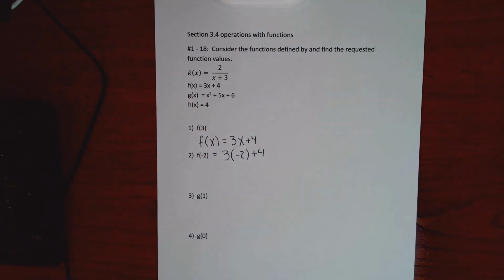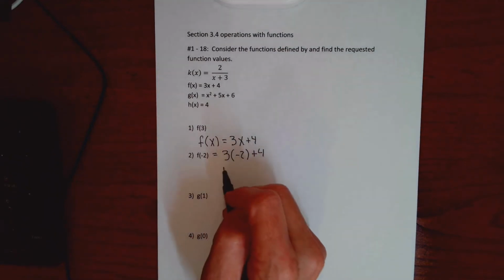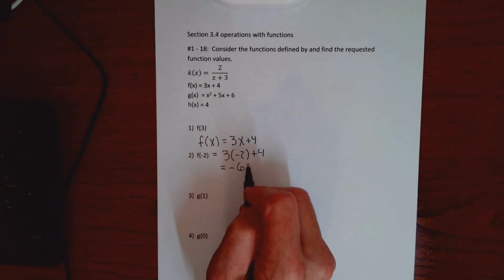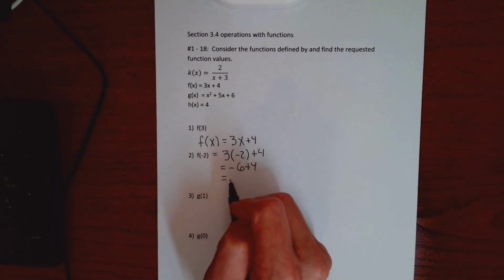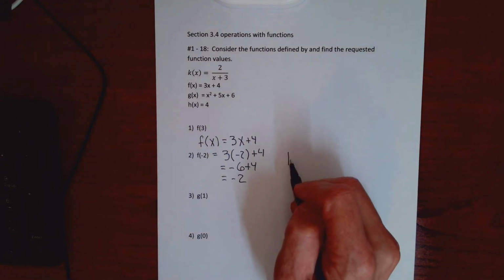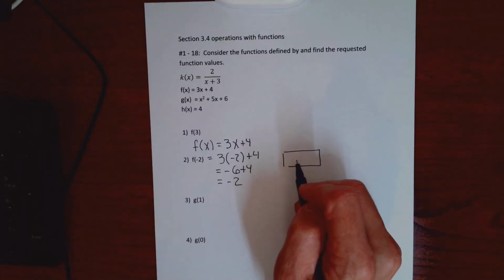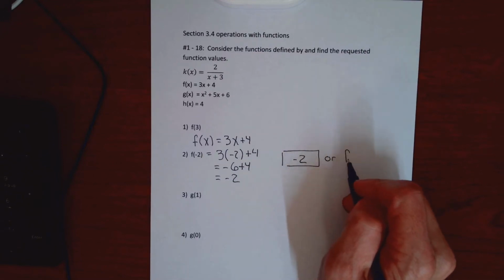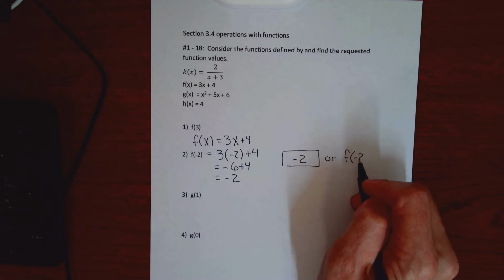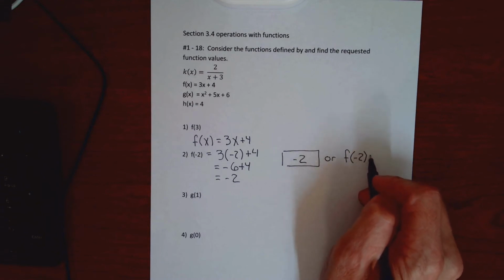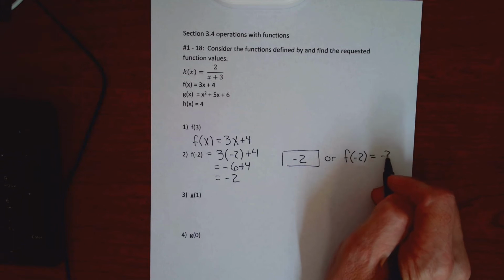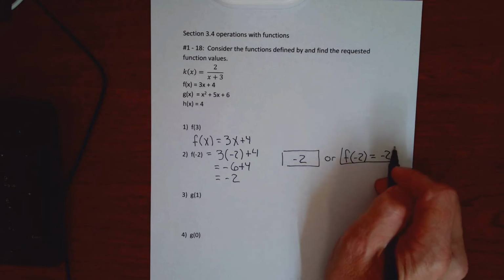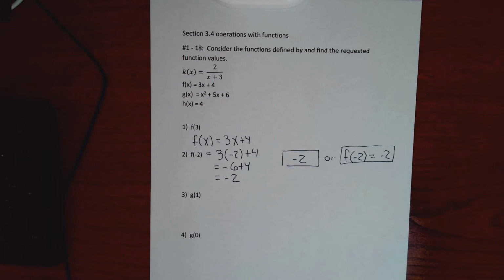So I'm going to change the x to -2 and just do order of operations: the multiplication followed by the addition. For an answer for problem 2, it's weird that it comes out to be the same value as the x. I can just write -2, or I could say the function value that I get when I evaluate at x equal -2 is y equal -2. When you plug a value in for x, you get a y. Both answers are fine.